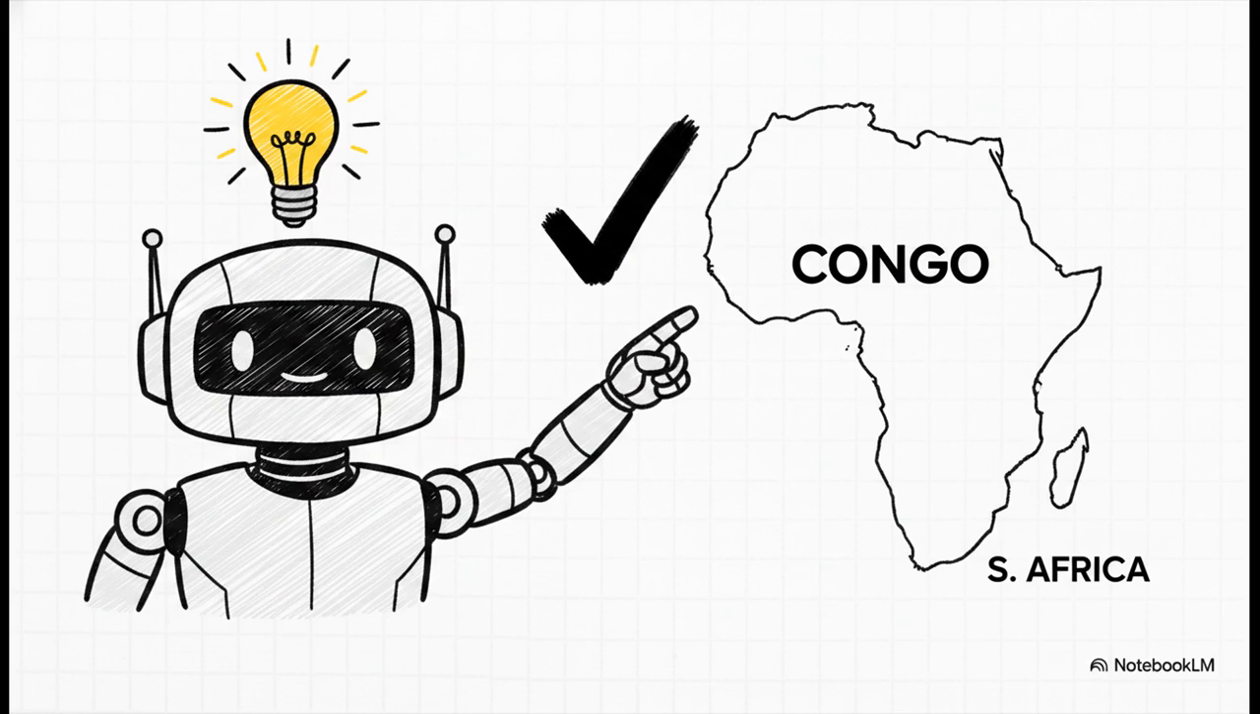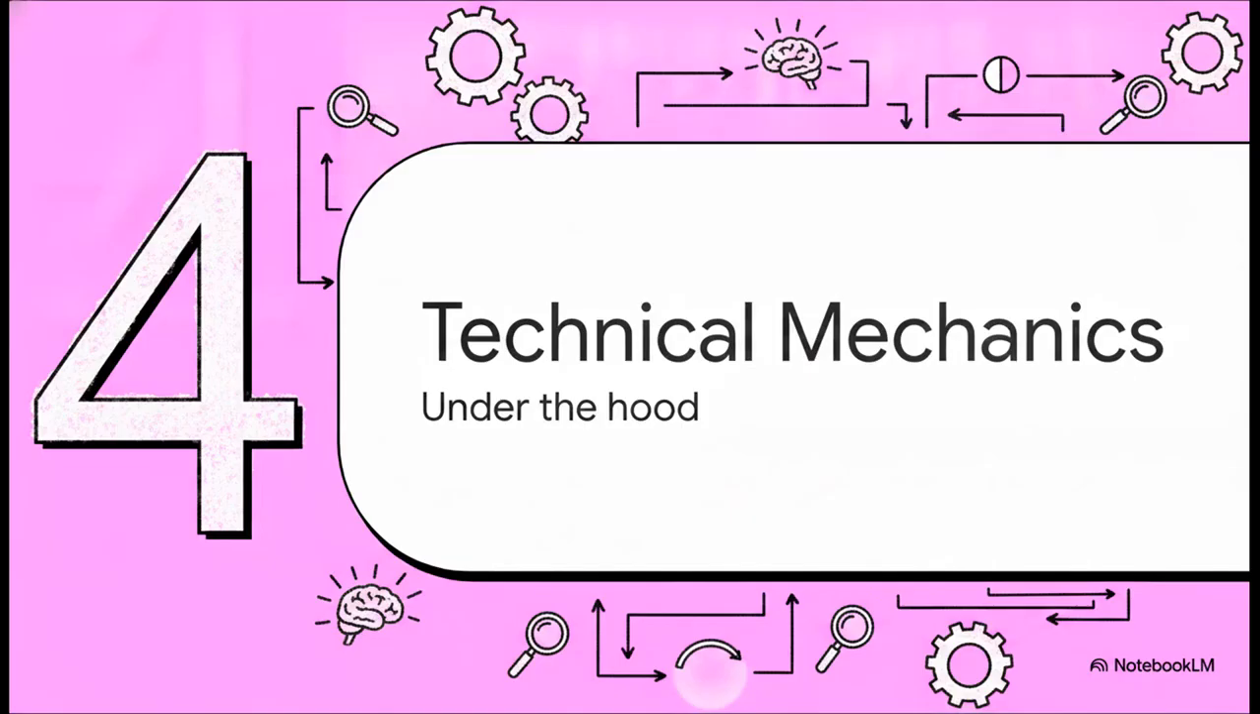We successfully guided the AI to its own factual conclusions before it was ever allowed to answer, which completely eliminated the hallucination, a real game changer. So that's the practical, everyday use case. But what's actually happening inside the AI's brain? Well, that brings us to Section 4, the technical mechanics.